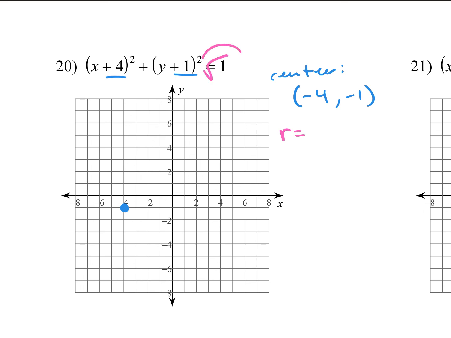We would just take the square root of whatever it's equal to, and the square root of 1 is 1. So how would I draw the radius? Go 1 up, 1 to the right, 1 left, and 1 down. And then we draw our circle. So it looks like that. Any questions?